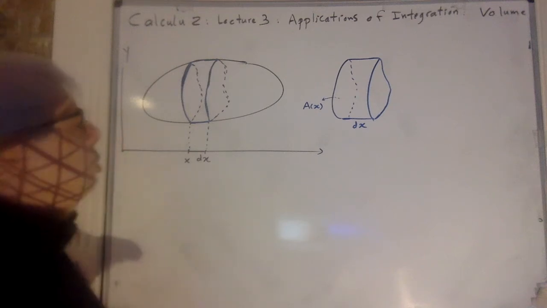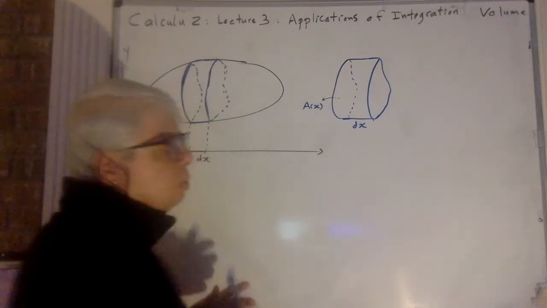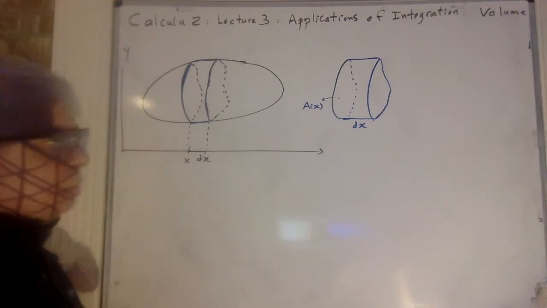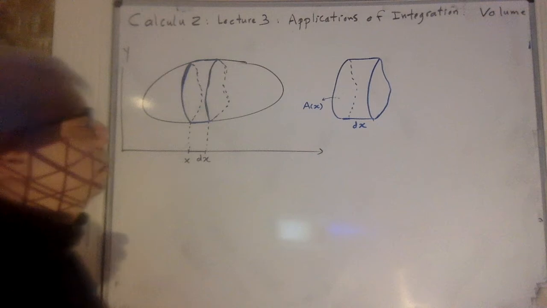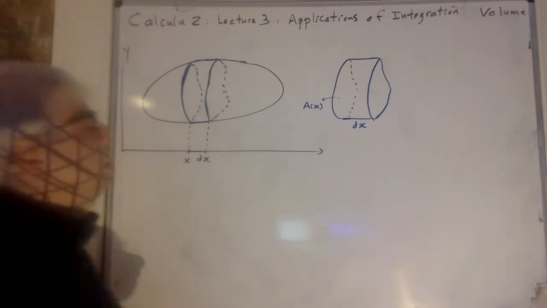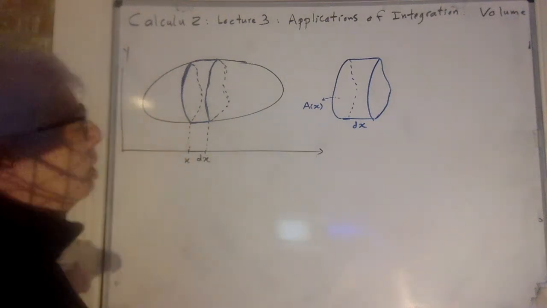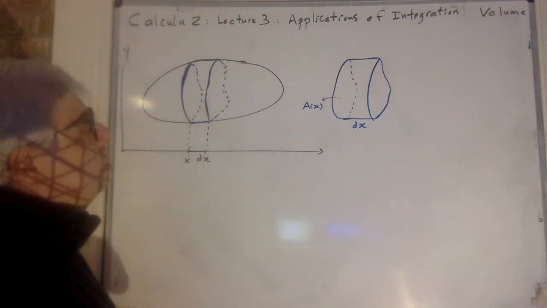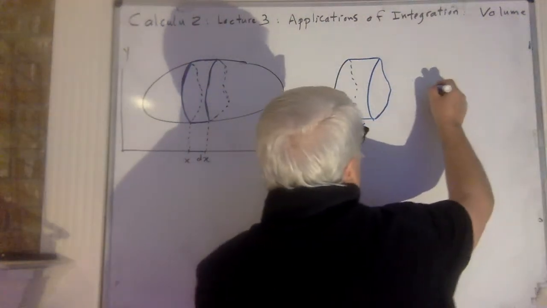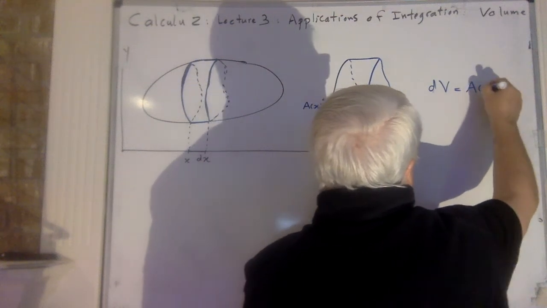For area, we assumed that we know the area of a rectangle. That was f(x) dx. Here we assume that we know the volume of a cylinder, and the volume of a cylinder is the area of one of the bases, assuming that the bases are the same, times height. So that is Ax times dx. So my differential of volume will be Ax dx.